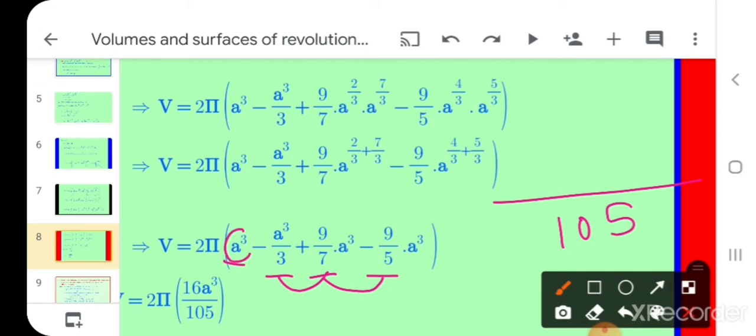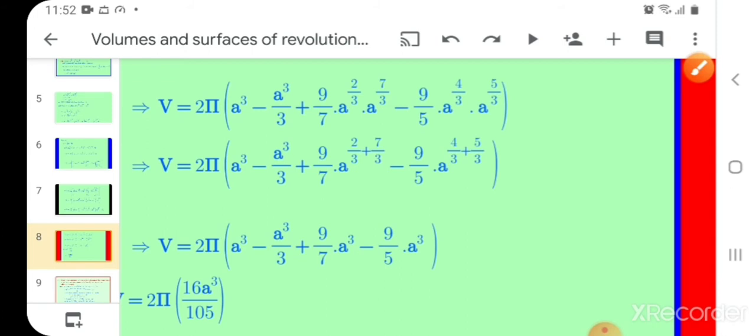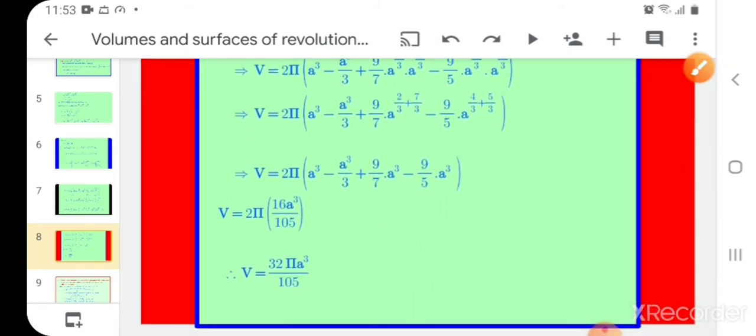What is the first term here? a cube by 1 only. So I write 105 a cube minus, already we have 3 in the denominator, so 35 a cube, plus we have denominator 7, so we write 15 9s, 135 a cube, minus we have 5 here, so 21 9s, 189 a cube. After simplifying all these terms, what do we get here?